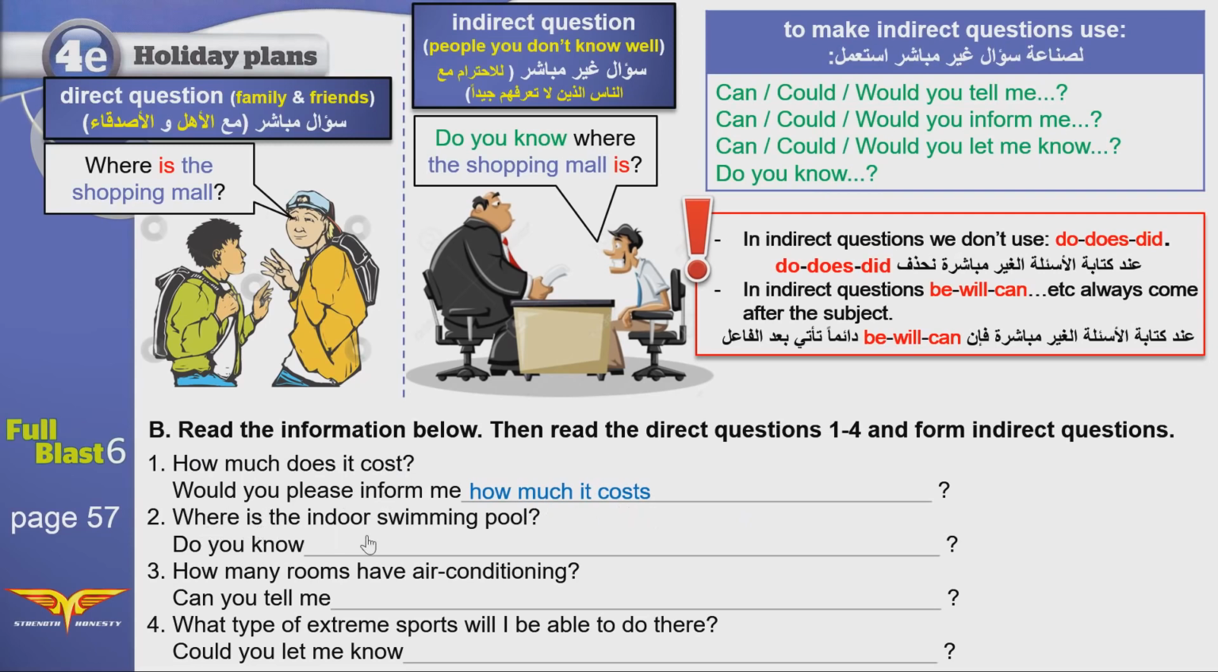2. Where is the indoor swimming pool? We have is. Where will we put is? We will put it after the subject. Where is the subject? The swimming pool. We will put it in the end after the swimming pool. Do you know where the swimming pool is? Where the indoor swimming pool is?